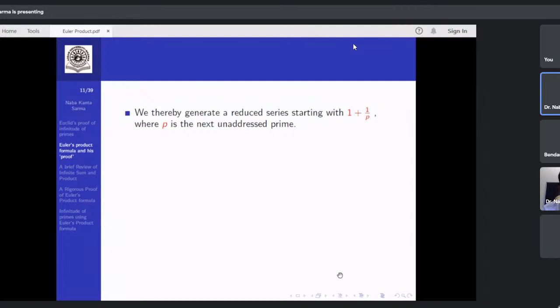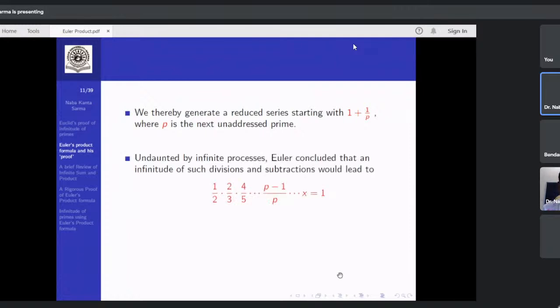The original series has been reduced to a series that started with 1 plus 1 by p. Where p is the next unaddressed prime. So, undaunted by infinite processes, this process has to be carried out indefinitely. We now know that when the process is carried indefinitely, whatever happens for a finite number of steps may not be true for an infinite number of steps.